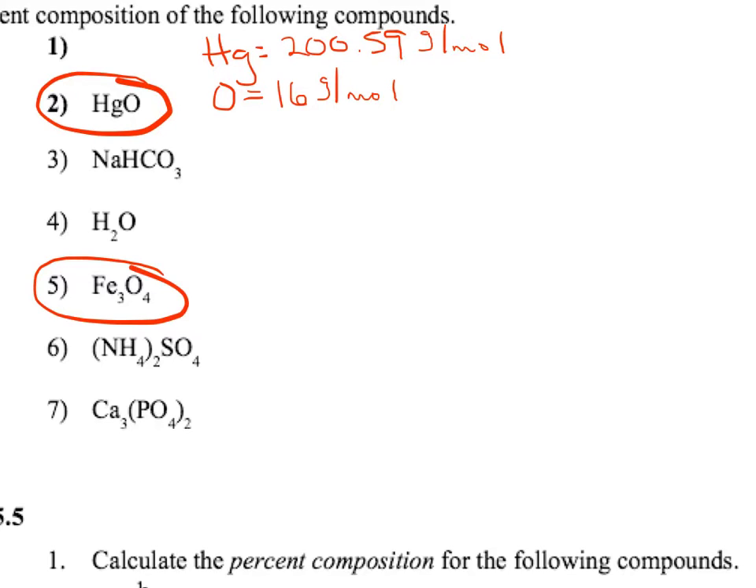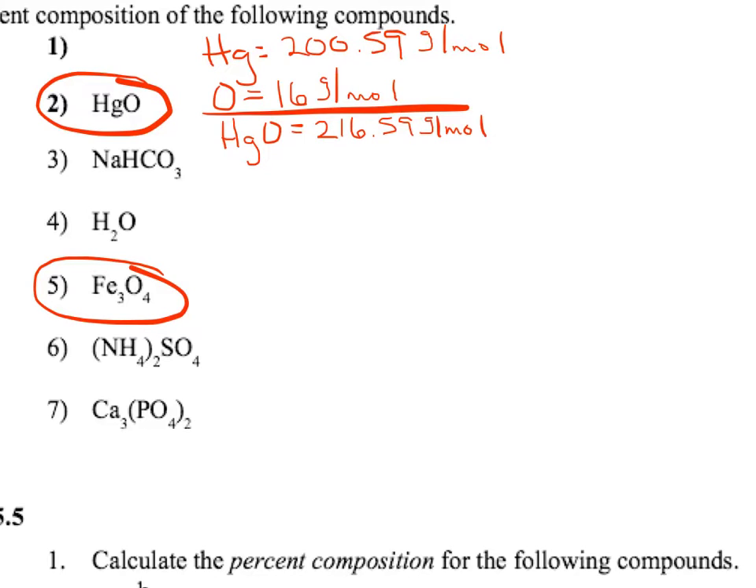Now, there's no subscripts here, so we have 1 mercury and 1 oxygen. That's really nice because we know that the molar mass then of the compound, HgO, or mercury oxide, equals 216.59 grams per mole. So the molar mass of the compound is 216.59 grams per mole. Now, to find the percent composition, to find the percent mercury and the percent oxygen, we need to divide the molar mass of each of the elements by the molar mass of the compound.